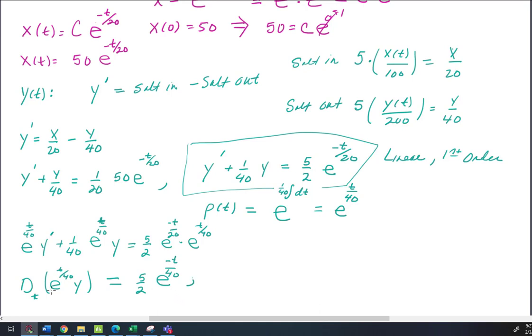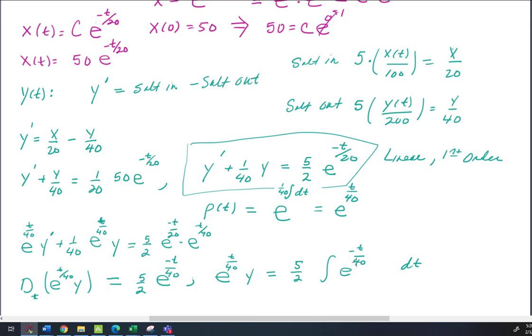Now the next thing we do is integrate, but the integral with respect to t of the derivative of this function would just be e to the t over 40 times y. And that would be equal to, and here I'm going to have to integrate, 5 over 2 times the integral of e to the negative t over 40 dt. Now we're going to do an integration by substitution.